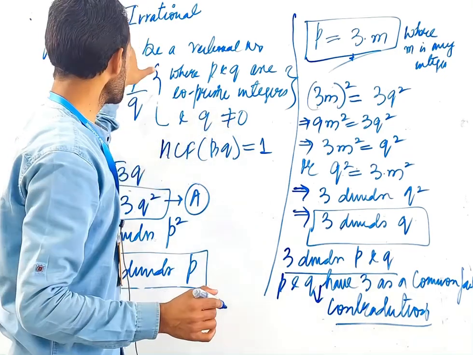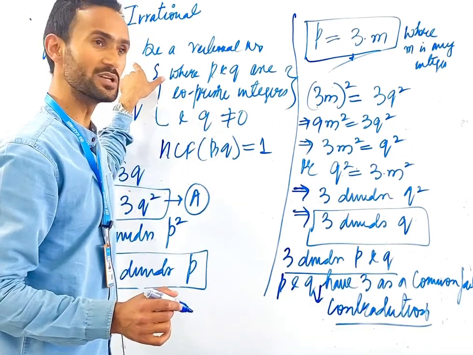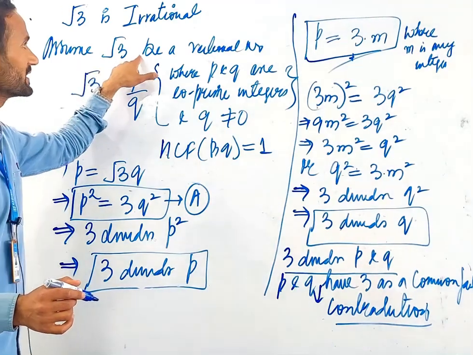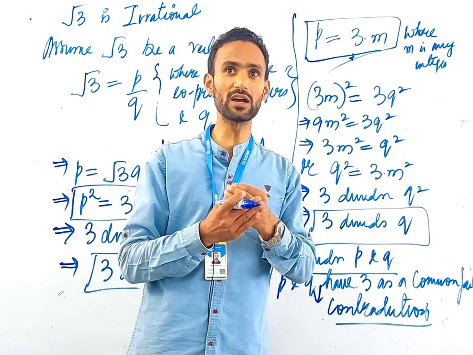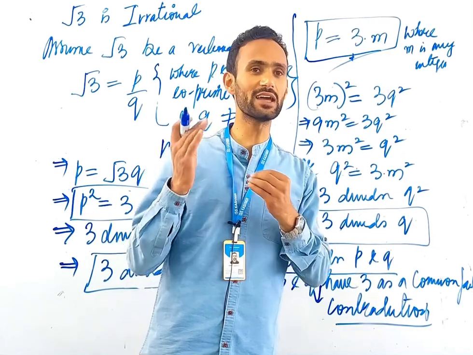That means our assumption is wrong. What was our assumption? Our assumption was that root 3 is a rational number. Since our assumption is wrong, therefore root 3 is an irrational number.